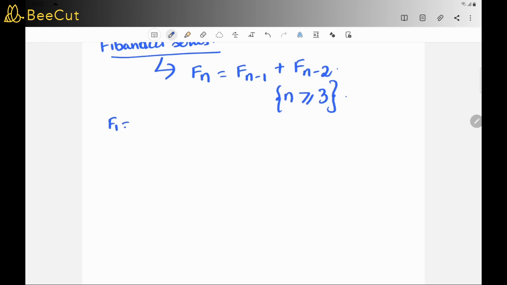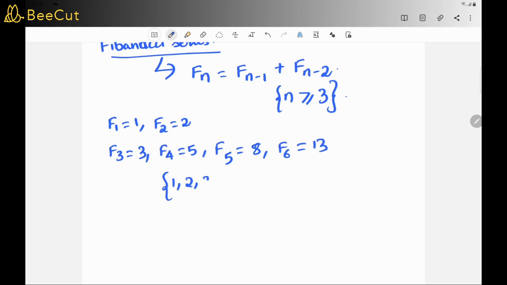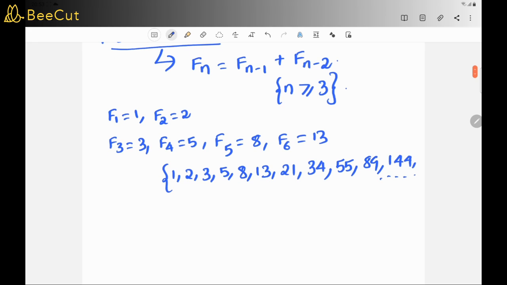If f1 is equal to 1 and f2 is equal to 2, then f3 is 3, f4 is 5, f5 is 8, which is 3 plus 5, f6 is 13, which is 5 plus 8. So the series is 1, 2, 3, 5, 8, 13, 21, 34, 55, 89, 144, and so on. This is the Fibonacci series.